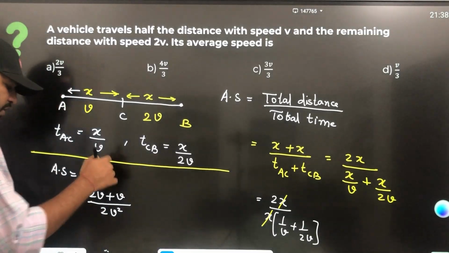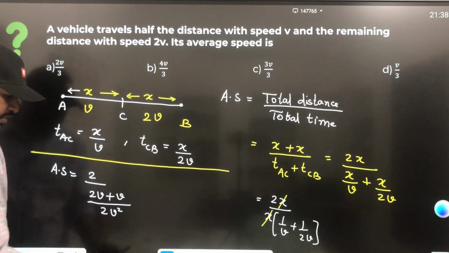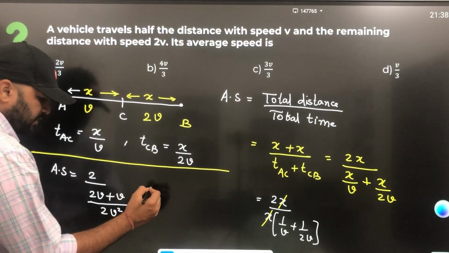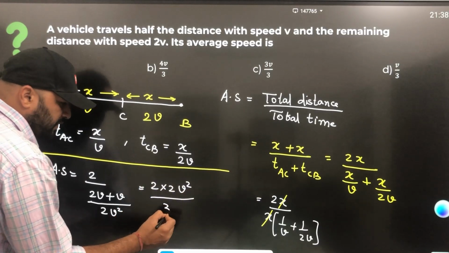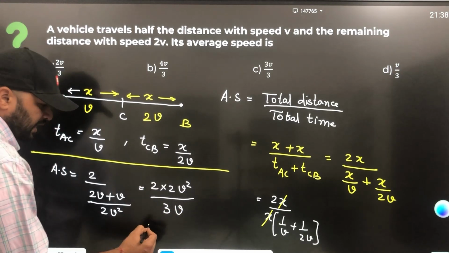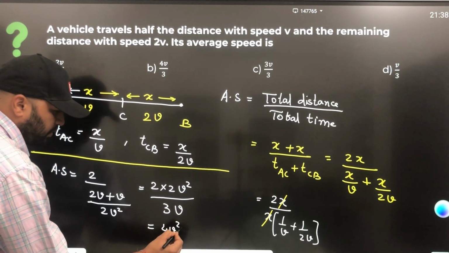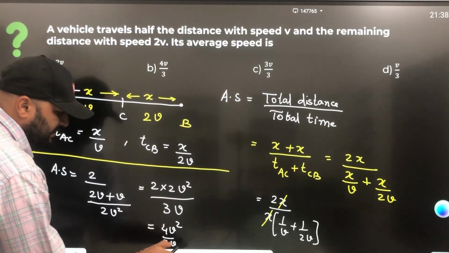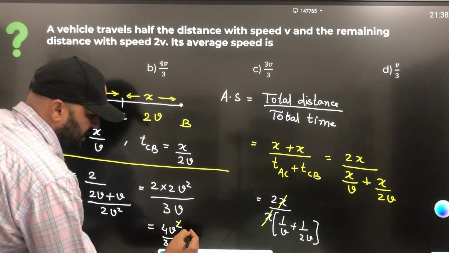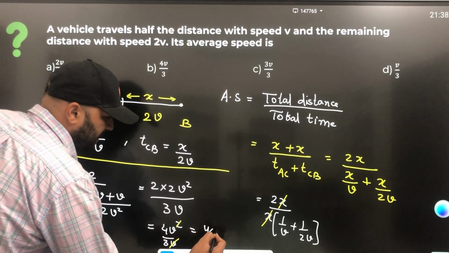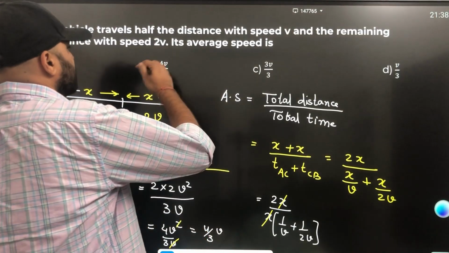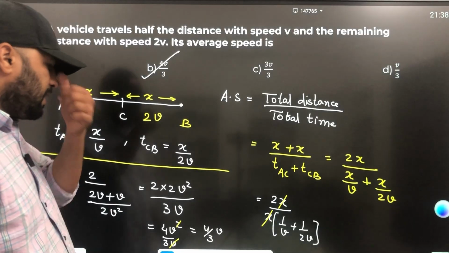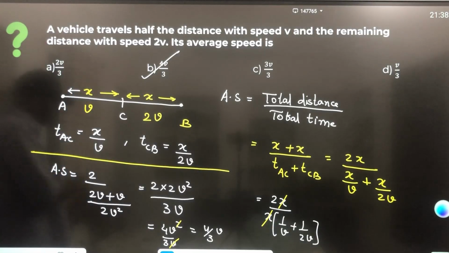Now this 2v square will go up. If you take 2v square on the top, this will become 2 into 2v square divided by 3v, and 2 into 2 is 4v square divided by 3v. Let's cancel out one v with the v and we are left with 4v by 3, right? That's our average speed in the entire journey. So the correct answer is option B, 4v by 3. I hope this is clear.